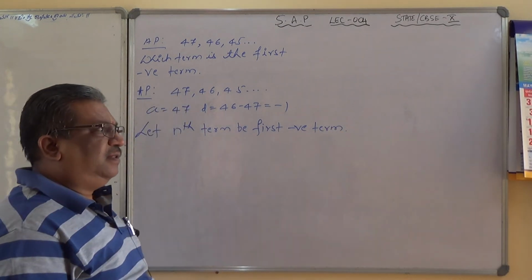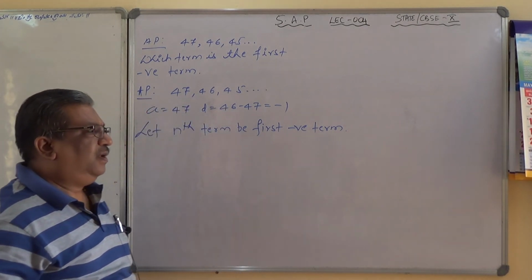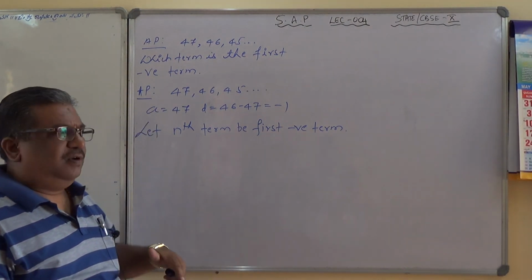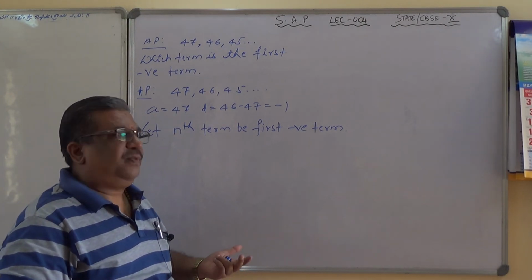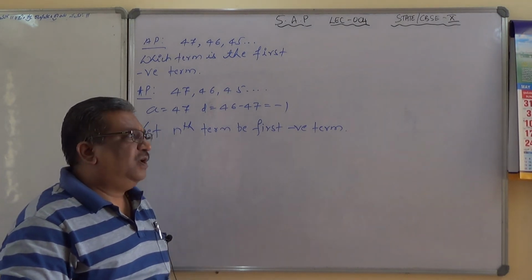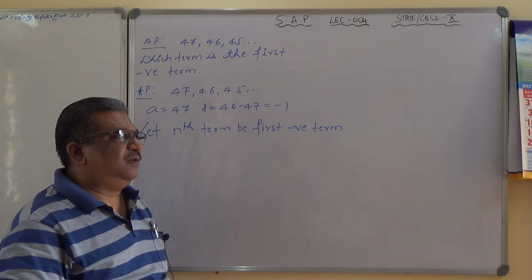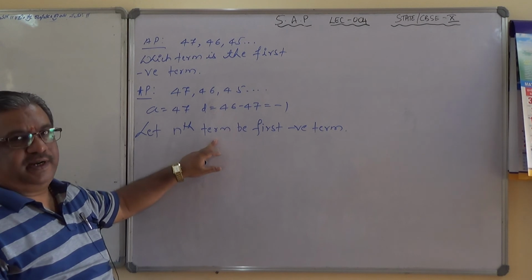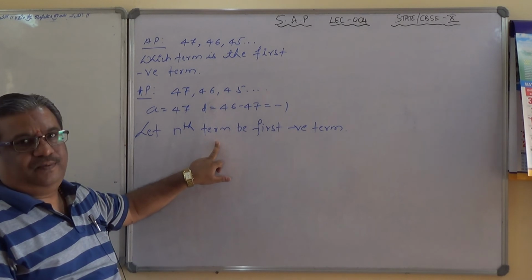So negative term, nth term should be the negative term, meaning what? The value of the nth term should be less than 0, correct or not? Less than 0 on a number line, we come across negative numbers, and on the right hand side, if n is greater than 0, it is positive. So you know already, if n is less than 0, the numbers are negative. If n is greater than 0, the numbers are positive. So what I will do now, let nth term be the first negative term, and therefore subject nth term to less than 0, isn't it?